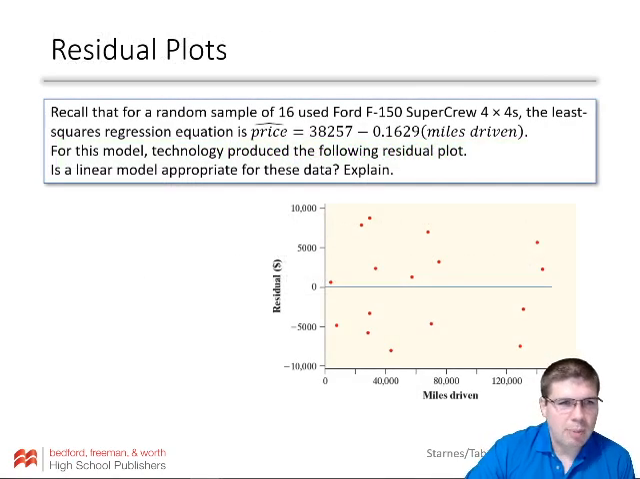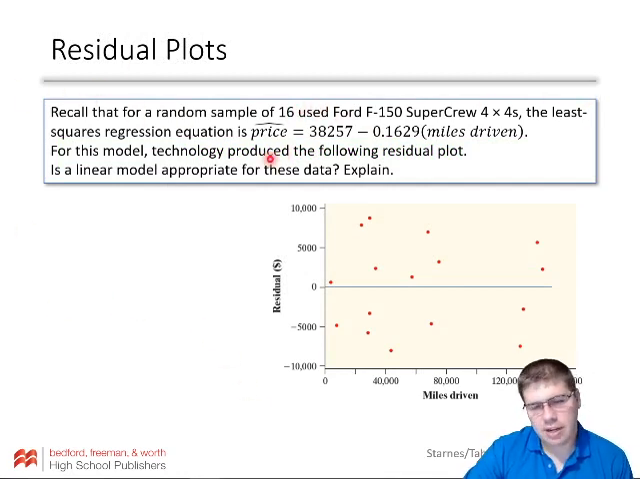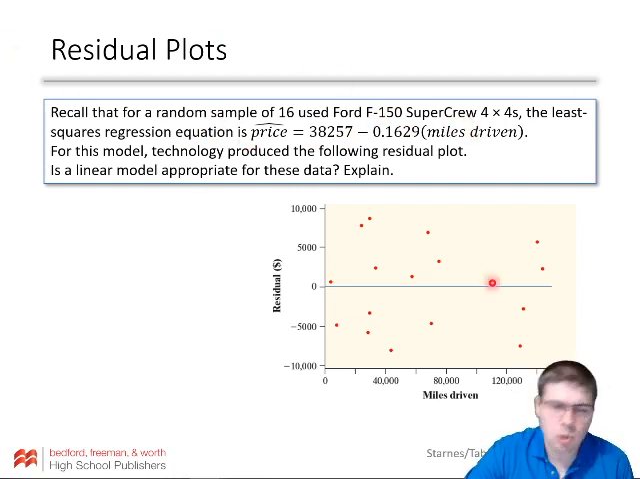If we look back at our actual data here, we had our data in the last section for our Ford F-150 Super Cruise. We had a prediction equation for those where we're predicting the price based on the miles driven. We had this negative sloping line, where as you drive your vehicle more, the value goes down. We kind of interpreted this. Is the linear model appropriate for these data?